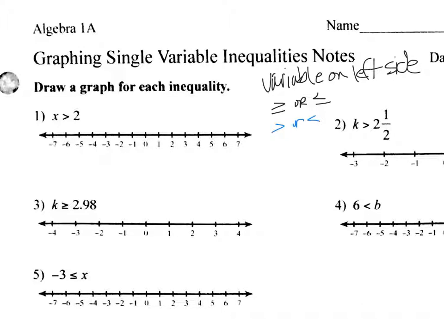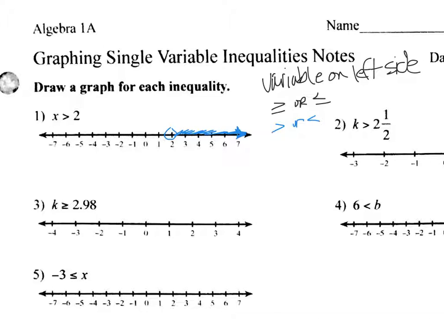So in this particular case, number 1, x is greater than 2. My variable is on the left side. I have no equal sign, so at 2, I put an open circle, and then I shade to the right. And then I put an arrow on the end of it just to note that it keeps going in that direction.